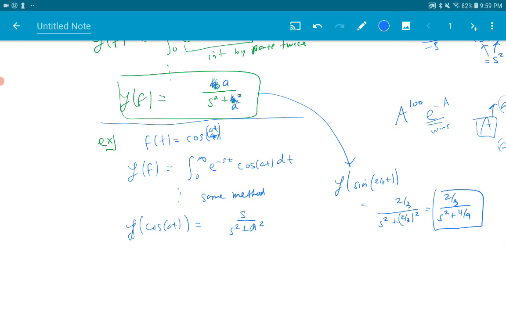And for the cosine function, it's s over s squared plus a squared. So in other words, if I ask you for the Laplace transform of cosine of 9t, you would get s over s squared plus 81, because 9 squared is 81. And by the way, I should mention these are also true for s greater than 0.